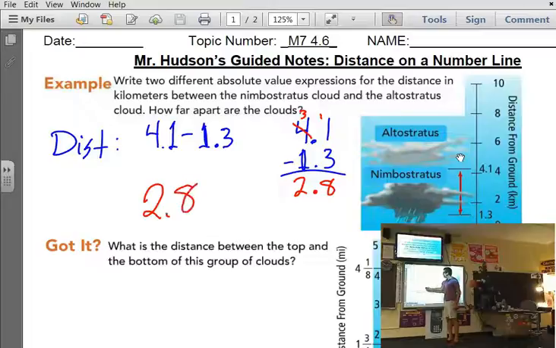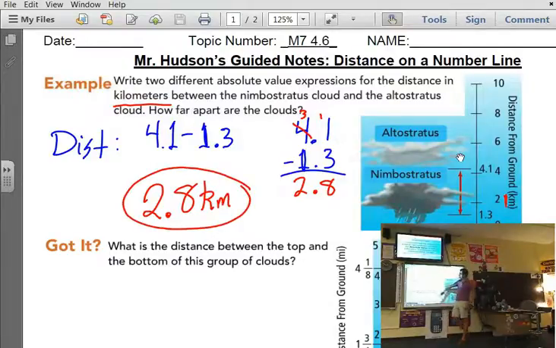Now what would be this label? Kilometers, because we see kilometers there and we see kilometers right over here. Kilometers.